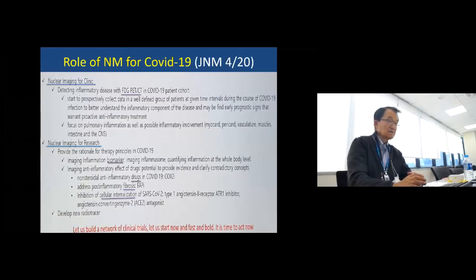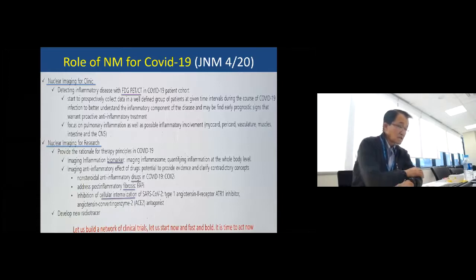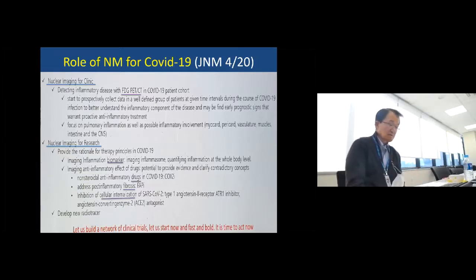Earlier this year, JNM published the role of nuclear medicine for COVID-19. So, detection of inflammatory process with FDG in patients with COVID-19, and then research by generating biomarkers for certain drugs, and also an important thing is the fibrotic process after infection, utilizing fibroblast activation protein imaging. That's very important for evaluating patients.